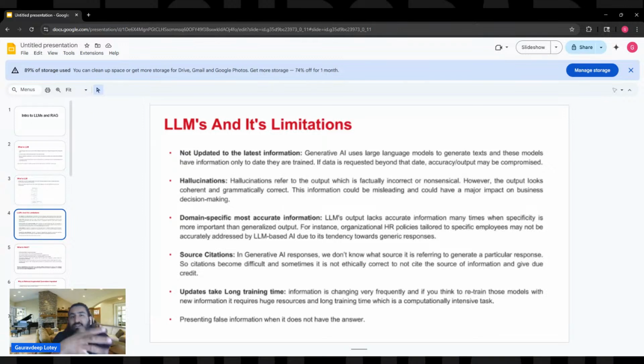Of course, they come up with hacks to improve it. RAG is one of it. Function tools calling is one of it. Fine tuning is again one of it. We will discuss about it, right?